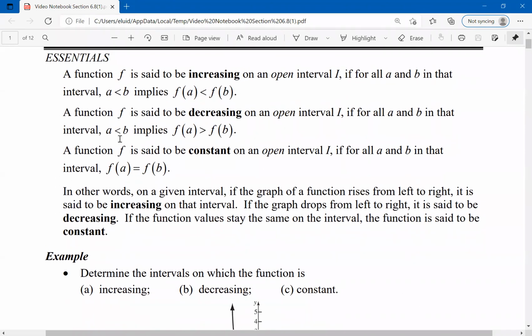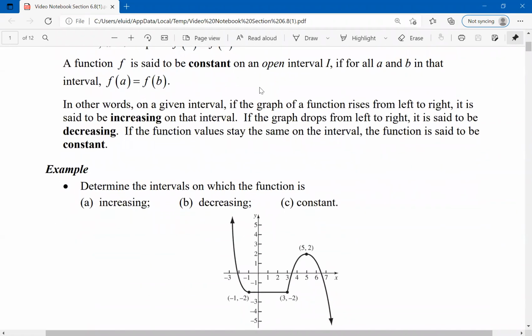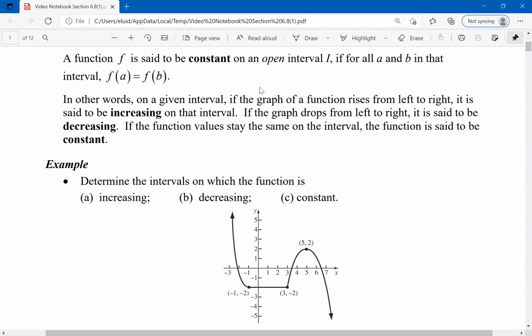Decreasing is the opposite. As you go along the x-axis, if a is less than b, then the y coordinates are actually decreasing. One y coordinate will be greater than the other, going left to right. You start with a high y coordinate and go down to a lower y coordinate. F of a is going to be greater than f of b. What you need to know for decreasing is your graph is going to go down from left to right. Constant means your graph is essentially staying the same. As you read from left to right, your y coordinates will be staying the same.